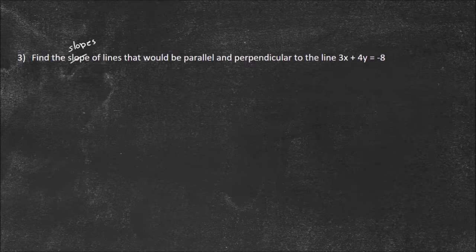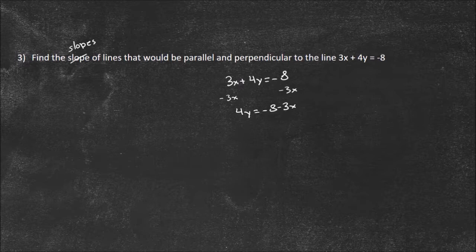Okay, so right now we have 3x plus 4y equals negative 8. Whenever we do problems like this, we have to get it in the form y equals mx plus b because we have to know the slope. So we need to figure out that m value. So let's try to get y by itself. I'm going to bring the 3x over. Now I have 4y equals negative 8 minus 3x. Now I'm going to divide everything by 4. And let's see what that turns into. y equals negative 8 divided by 4 minus 3/4 x.